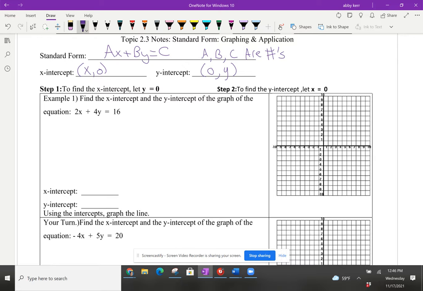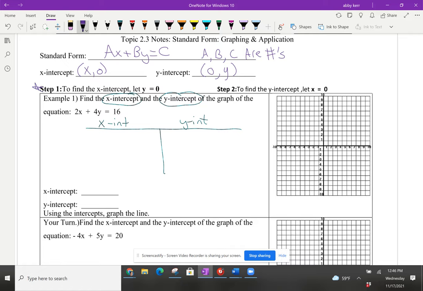Now, students find graphing standard form a little easier than graphing slope intercept form because all I'm looking for is 2 points, the x-intercept and the y-intercept. Once you find those 2 points, you are to plot them and then connect the line. So I recommend doing a T-chart. We have the x-intercept and the y-intercept. The x-intercept is right here.